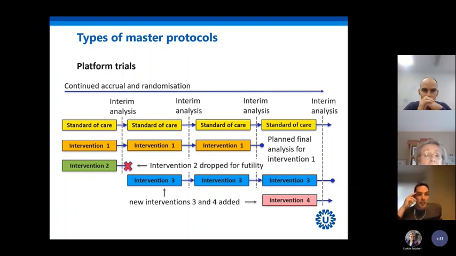Matthew already mentioned and talked about the platform trials, the multi-stage, multi-arm trials, where interventions can be added throughout the study and also stopped for futility, and which are typically characterized by many interim analyses and the possibility to facilitate continuing research, adding and looking at new interventions for the same disease over a long period of time.